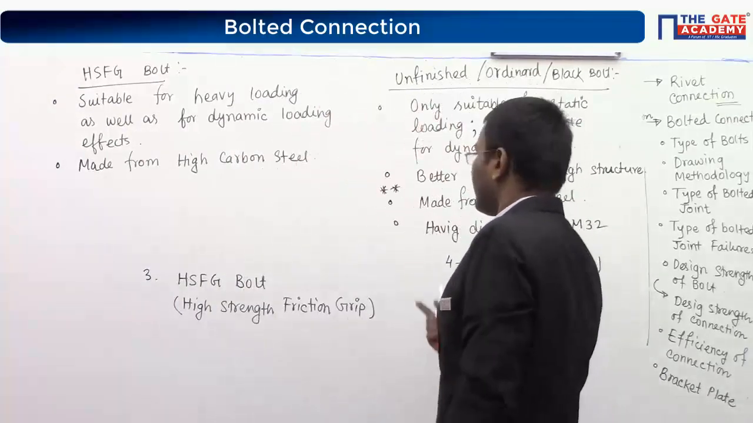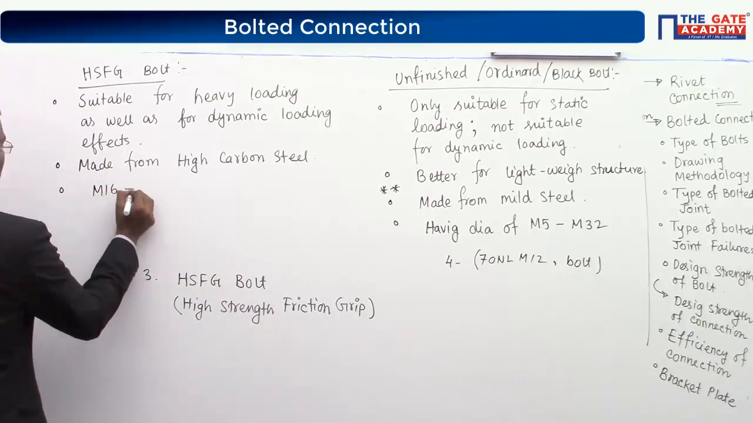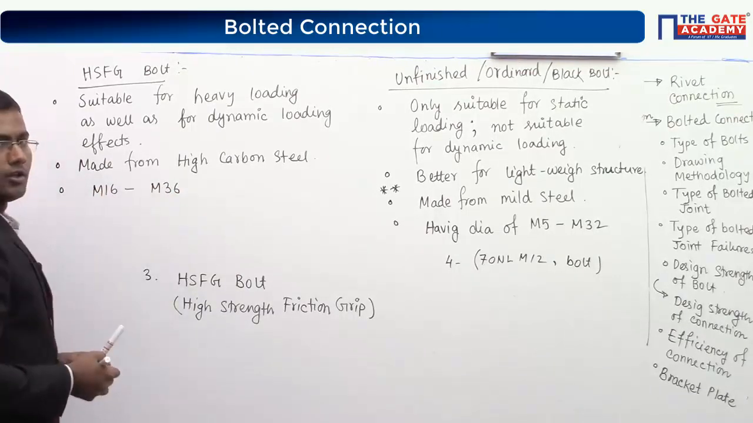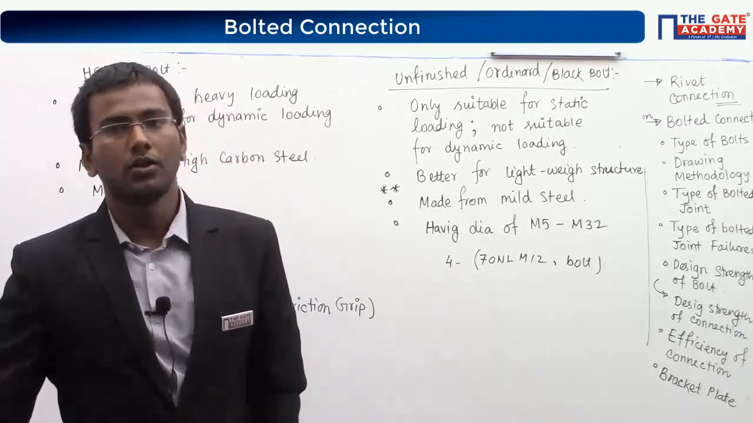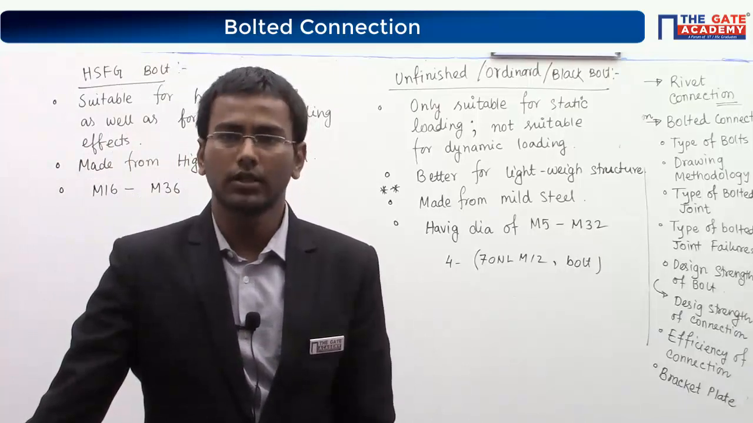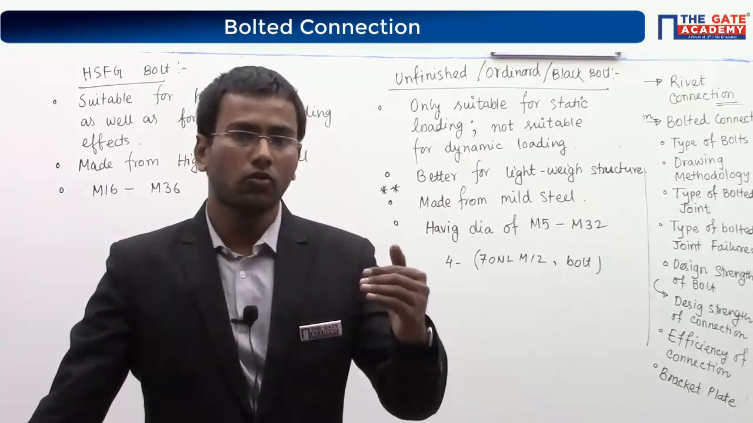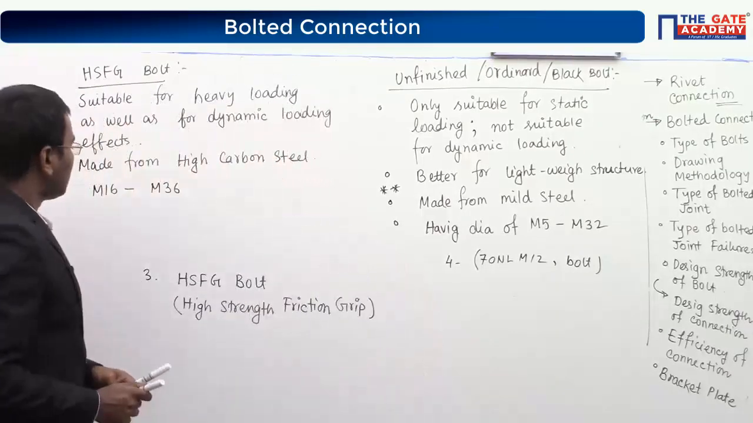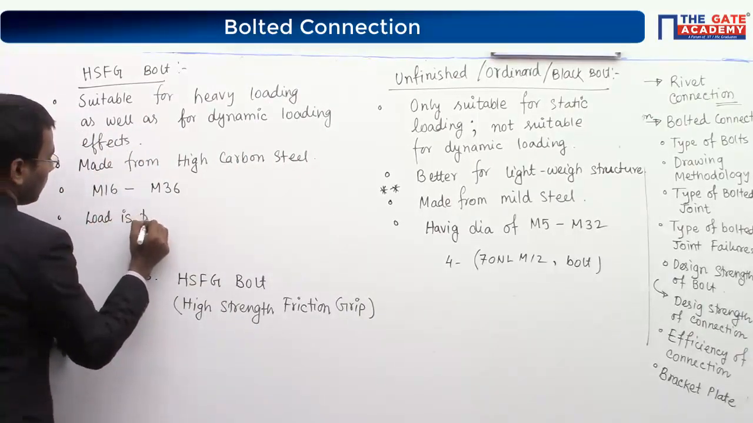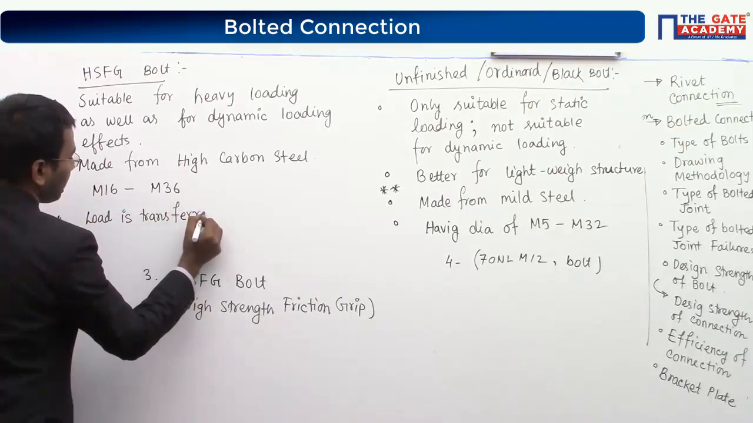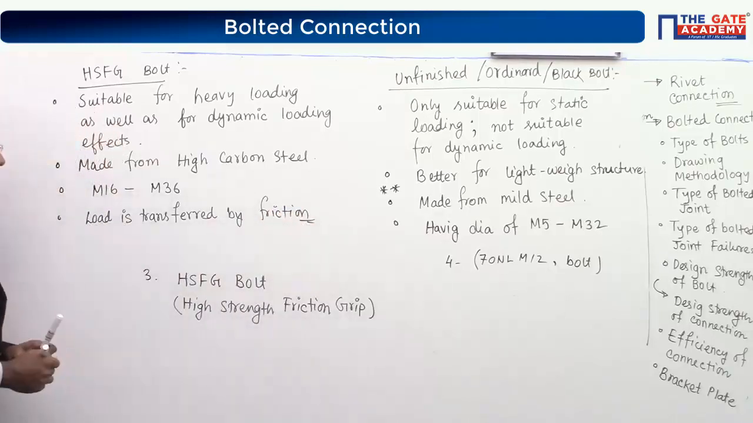Number 3: here the diameter varies from M16 to M36, meaning the diameter of the shank is 16 to 36, or it may be more also. Minimum it will be around 16 and maximum it can go to 36. Point number 4: here load is transferred by friction. Very, very important again. Load is transferred by friction.